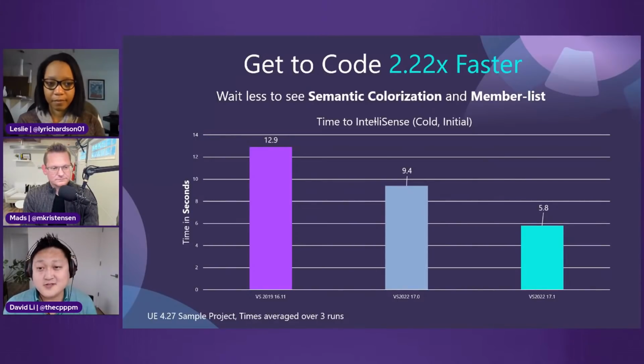You're waiting for that blinking ready icon in the corner to finish. And as you can see on this graph, in Visual Studio 2019, the Unreal 4.27 sample project took around 13 seconds, while in 17.1, that time has decreased all the way to 5.8 seconds. That's fantastic. Yeah. Wow.